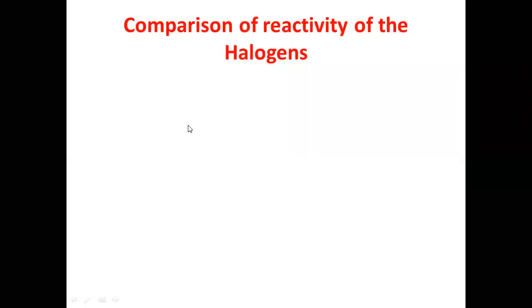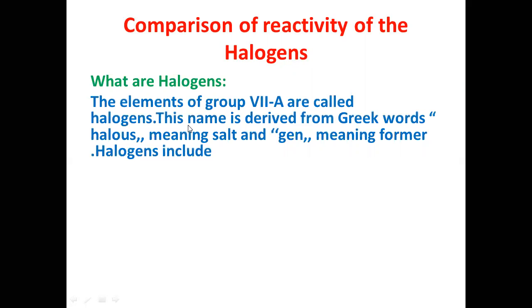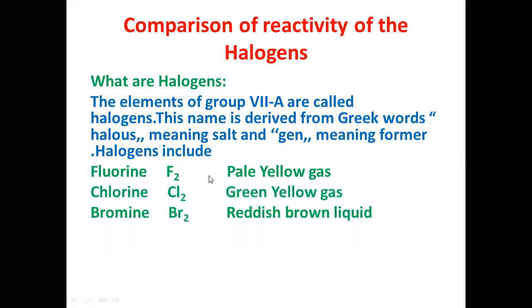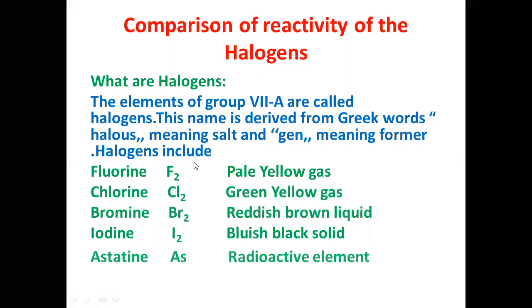The next topic is the comparison of the reactivity of the halogens. What are halogens? The elements of group number 7A of the periodic table are called halogens, and this name is derived from the Greek word halos, meaning salt, and gen, meaning former. Halogens include fluorine, chlorine, bromine, iodine, and astatine. Except for astatine, which is a radioactive element, all the halogens exist in diatomic form.